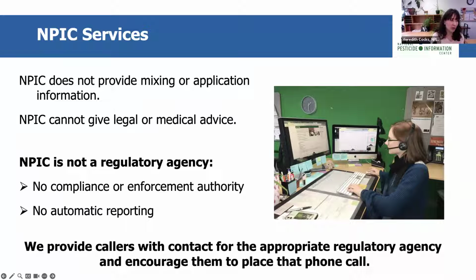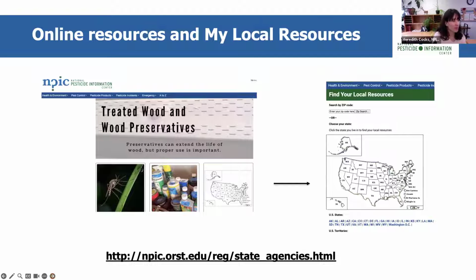But we're careful to discuss with callers what our role is and what it is not, including who the proper authority is for a situation. And we always provide them with the contact information for the appropriate regulatory agency, usually the state lead agency, when that seems like the most appropriate contact for them. And we maintain a database, a directory of contact information for all 50 states. We call it My Local Resources, and you can find it here on our homepage.